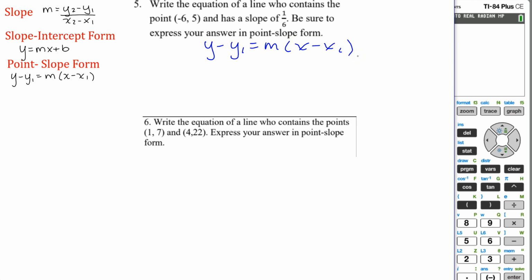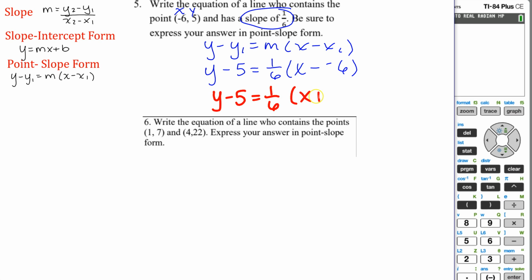Now for here, our y coordinate is 5, so y minus 5 equals m, our slope, 1/6, multiplied by x minus, and then our x coordinate that's given to us is -6. Now we just don't really like to write a double negative, so we're going to rewrite that as y minus 5 equals 1/6 multiplied by x plus 6. And just a reminder, the x and the y of that coordinate that's seen is kind of opposite of what's given to you here.